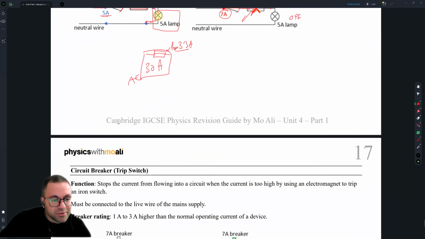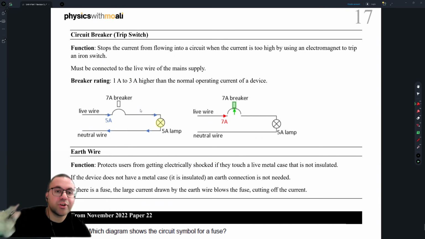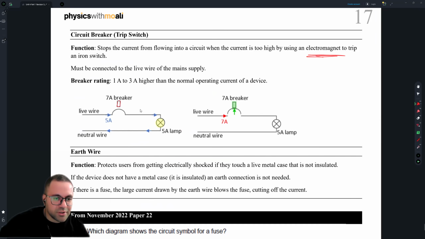Similar to a fuse is a circuit breaker or a trip switch. This is just like the fuse. It protects the circuit if the current gets too high, for any reason. But it doesn't melt. This time it uses an electromagnet. We have an electromagnet over here next to what we call an iron switch, because iron is a magnetic substance.